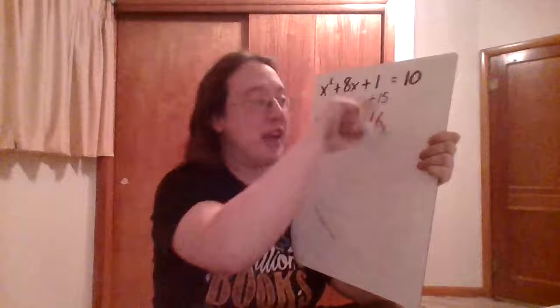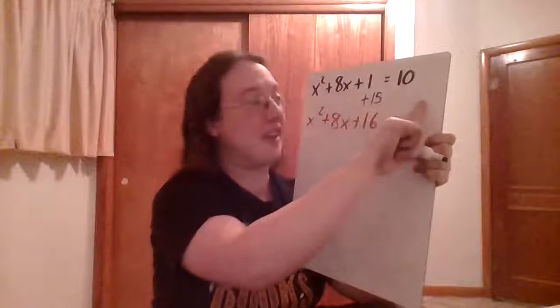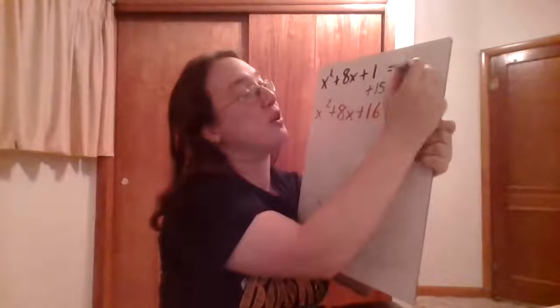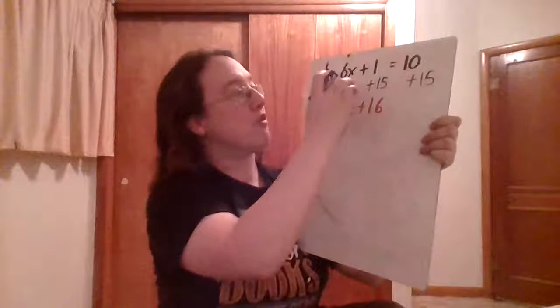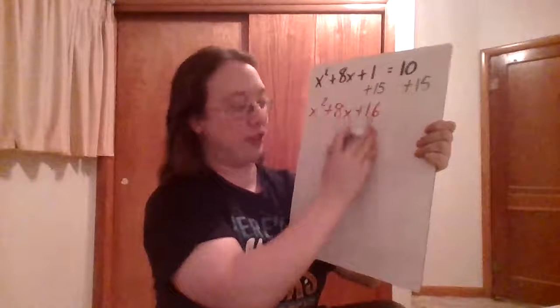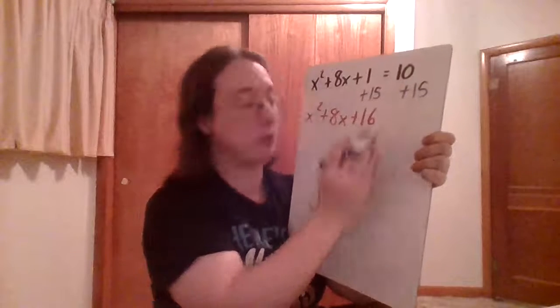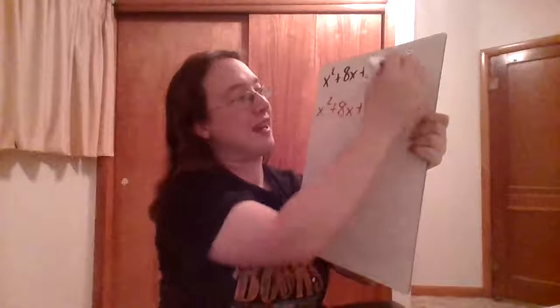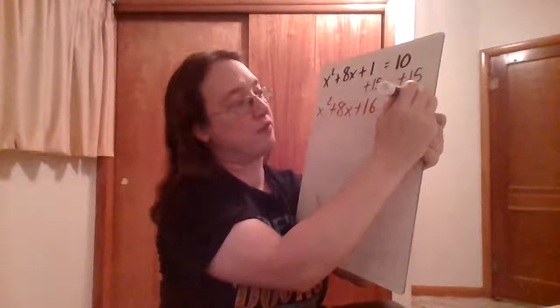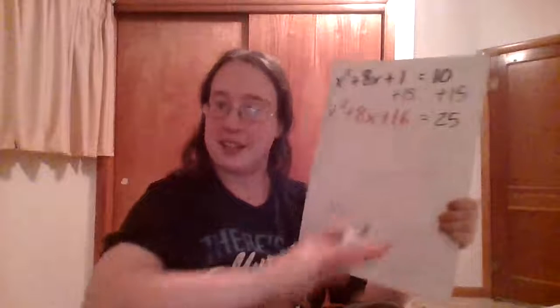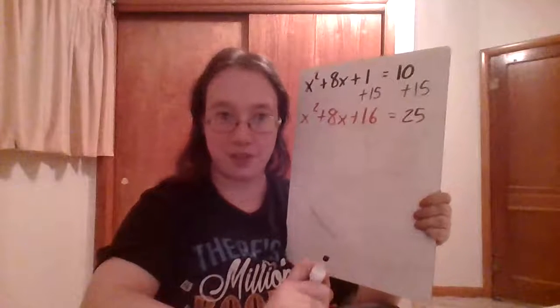But if we add 15 to this side, we've got to add 15 to that side. So we're going to add a 15 over here too. So now we've got the x squared plus 8x plus 16 that we want, because now it's a perfect square. And then we're going to take that, and it equals 10 plus 15 is 25. Yay! Because now it's a perfect square.